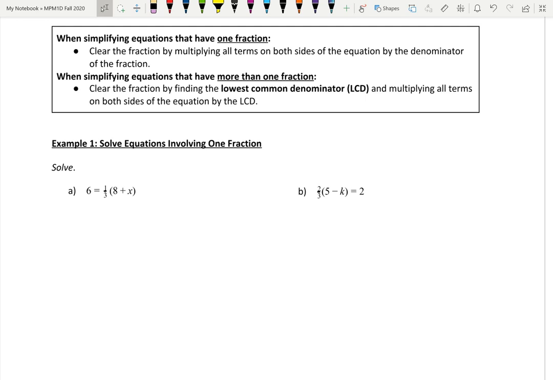Okay, so questions A and B, they have one fraction. So when you're simplifying with one fraction, clear the fraction by multiplying all terms on both sides of the equation by the denominator of the fraction. Now when you have more than one fraction, you're going to find the lowest common denominator, which we'll talk about on the next page. So let's just solve using one fraction.